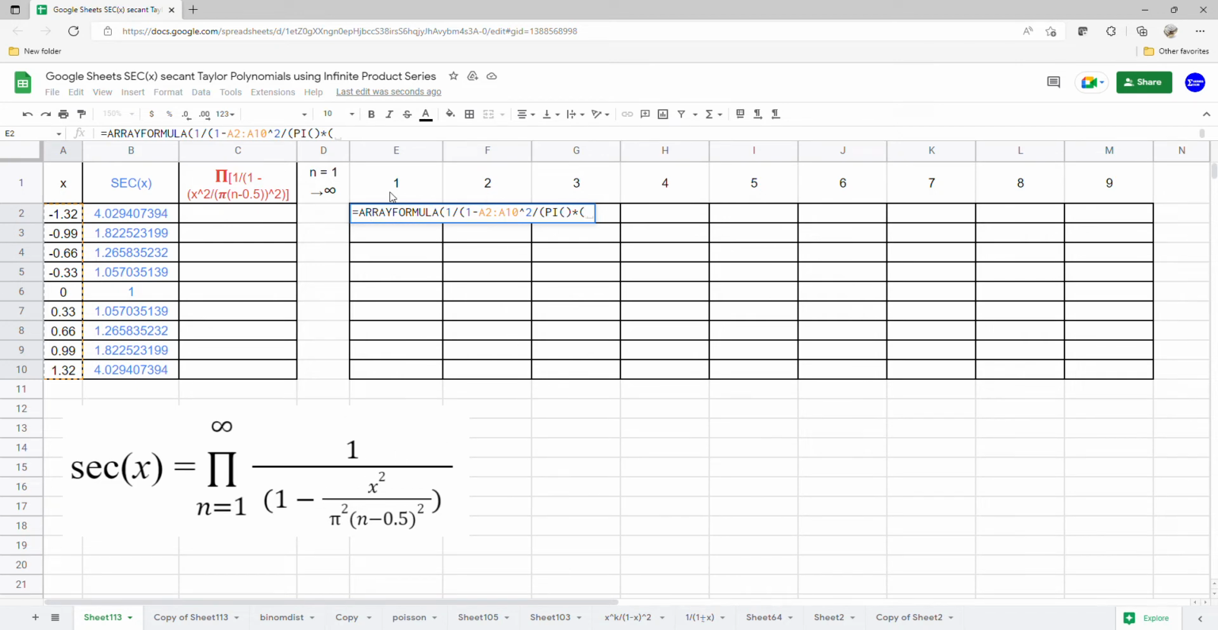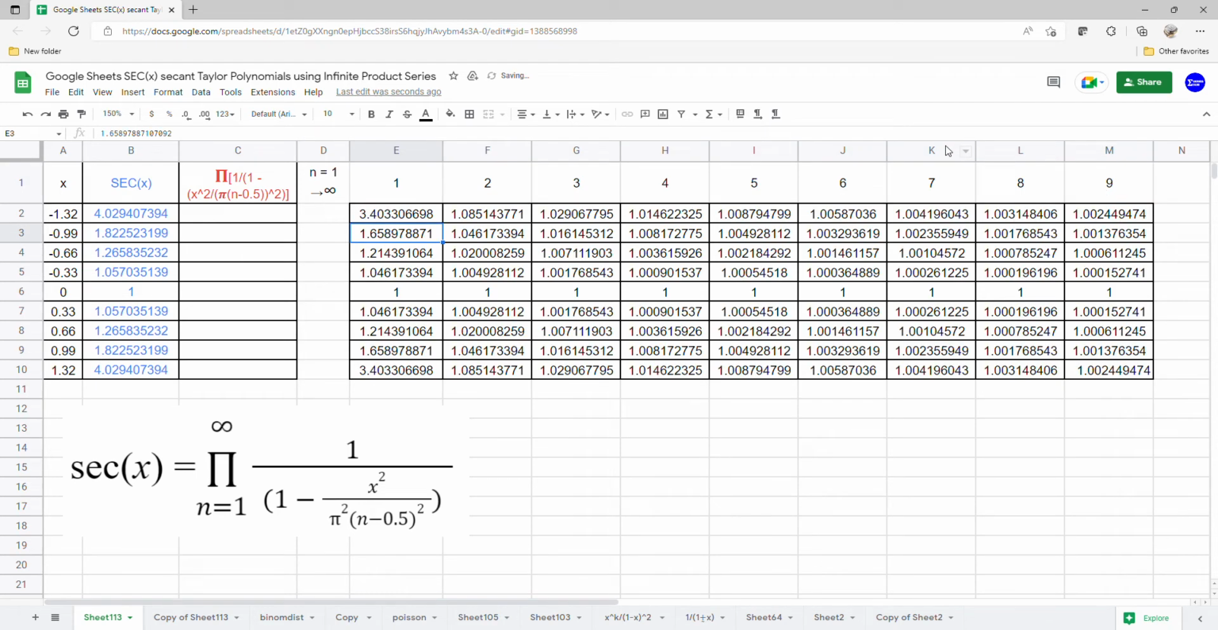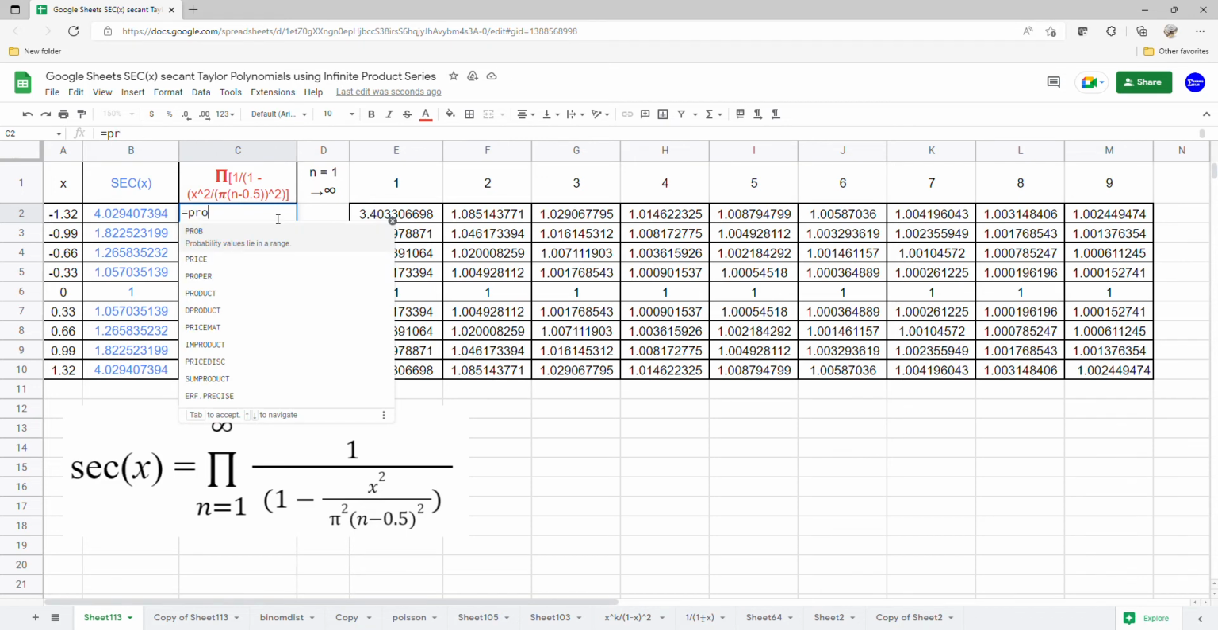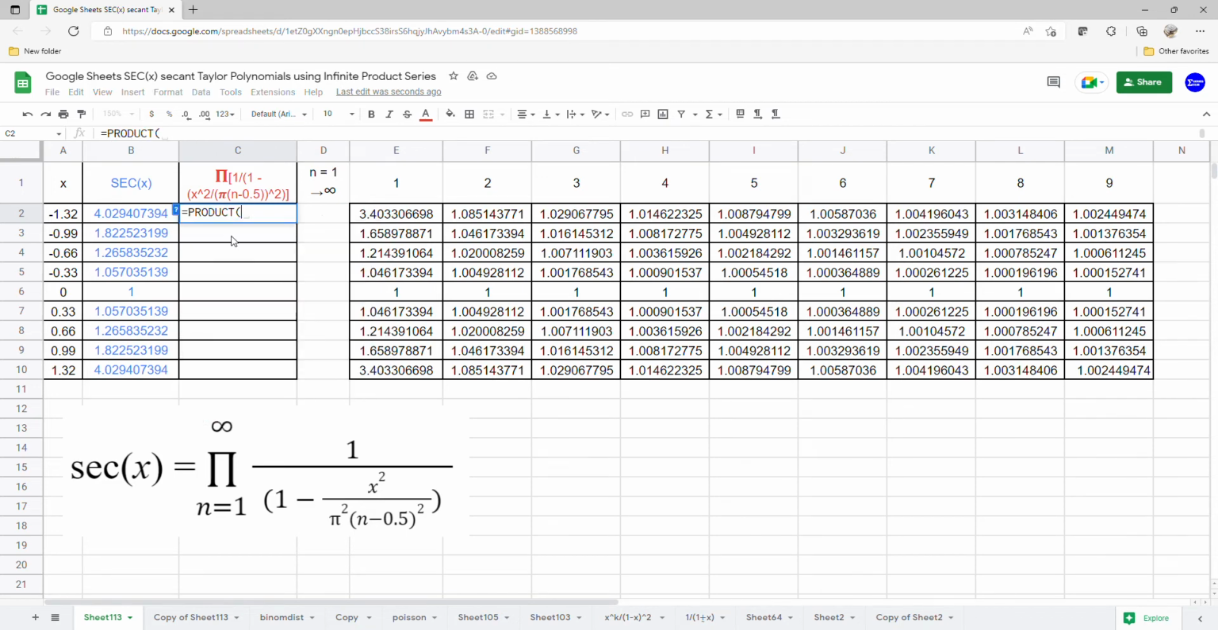So n minus 0.5. And this is squared, raised to the power 2. And now we can complete the infinite product. So product from 1 to 9. And we copy this downward.